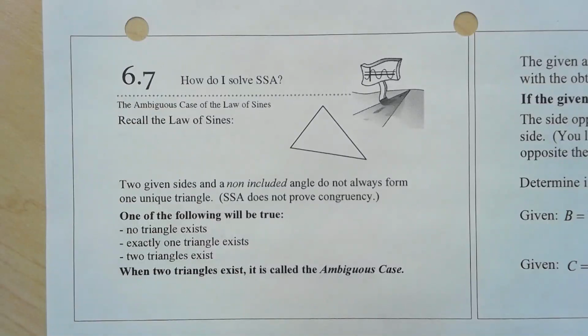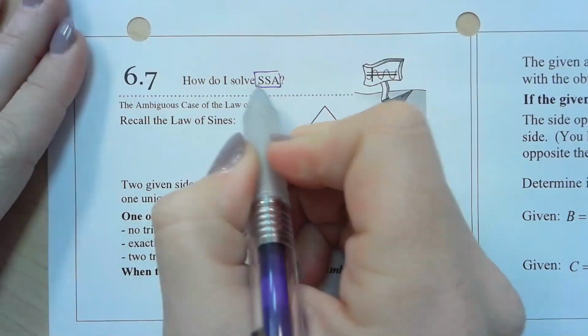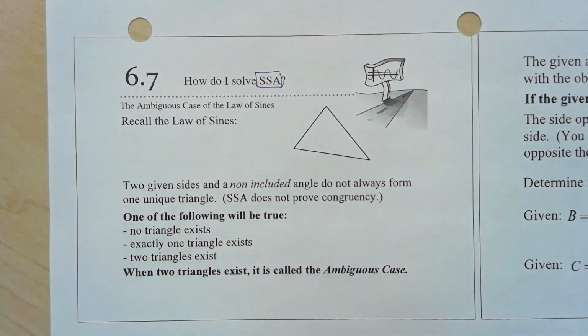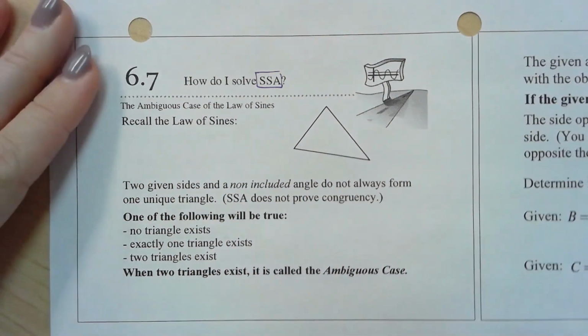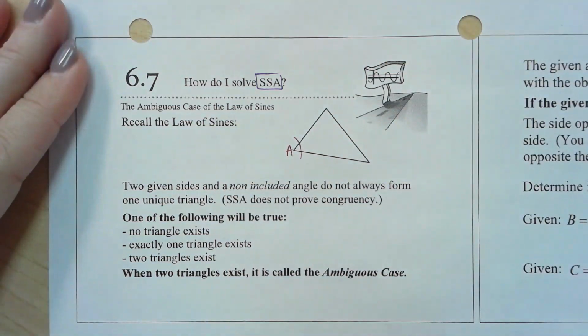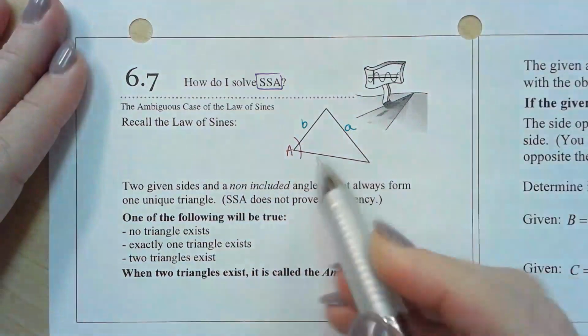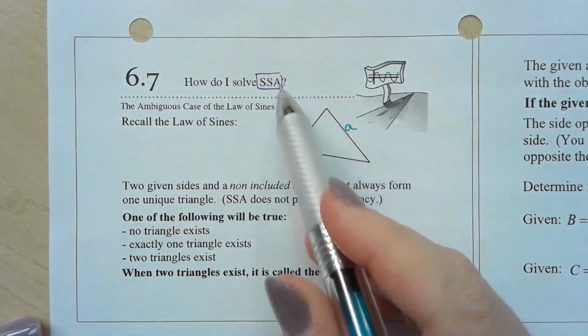All right, so today and tomorrow we're going to be looking at a specific case of the law of sines. Our biggest focus today is what happens when we're given two sides and a non-included angle. For instance, when I look at this picture, suppose I know this angle A, and then let's say I know side B and side A. So we have angle, side, angle, right?